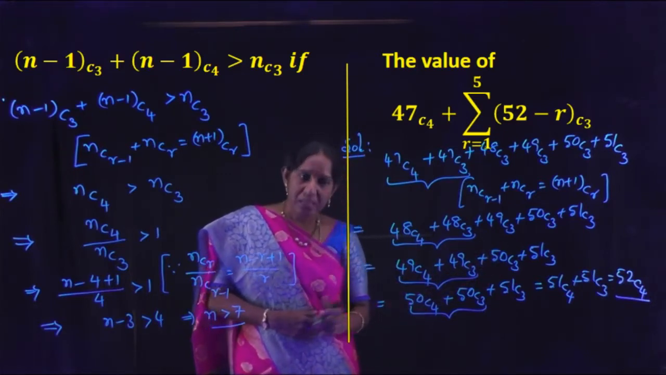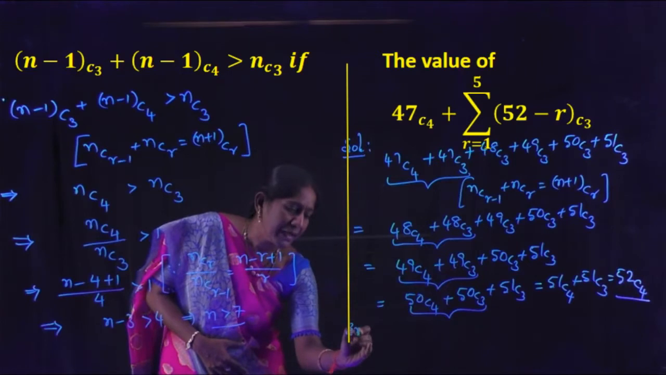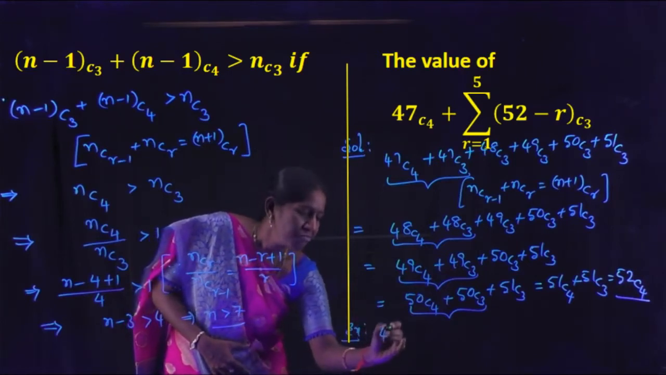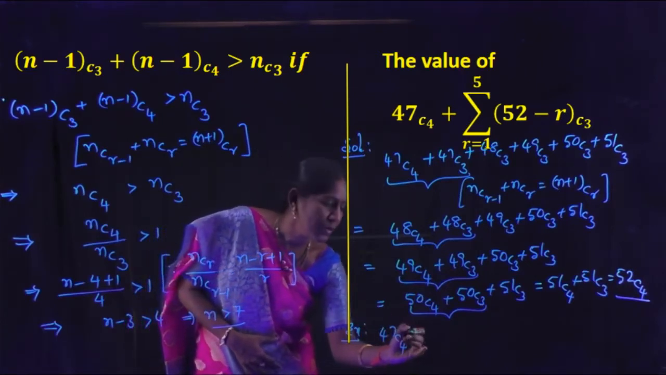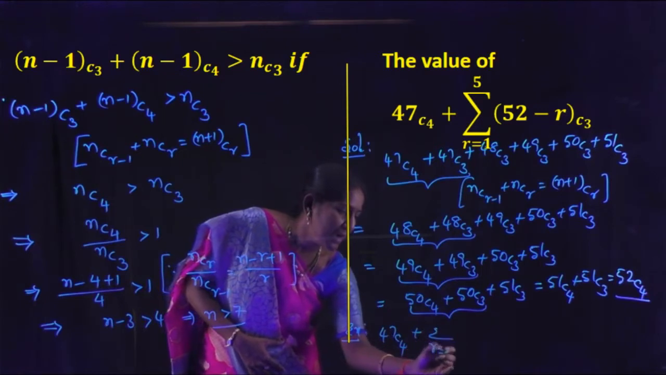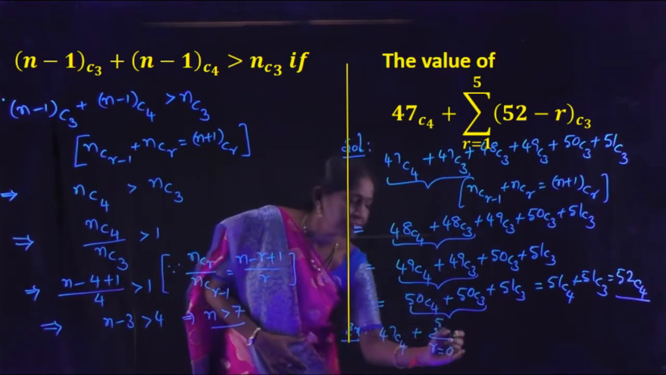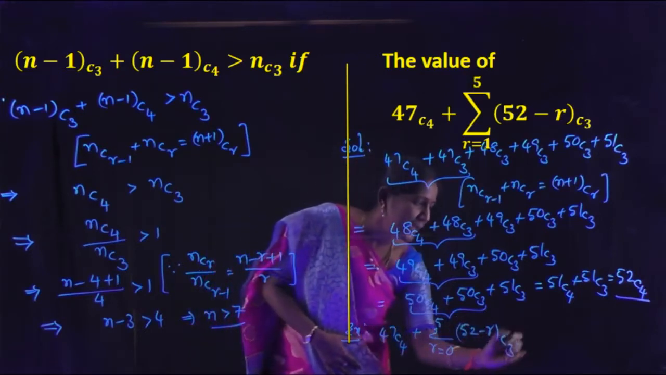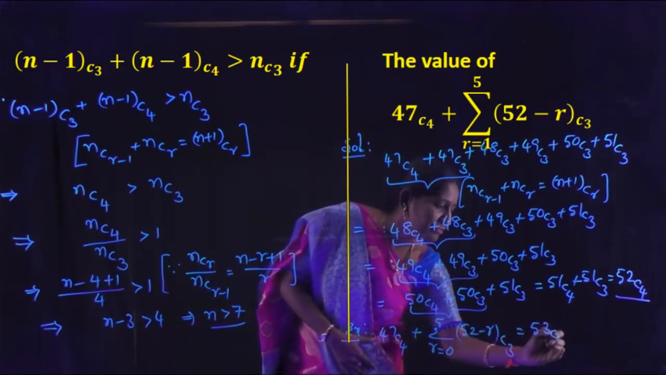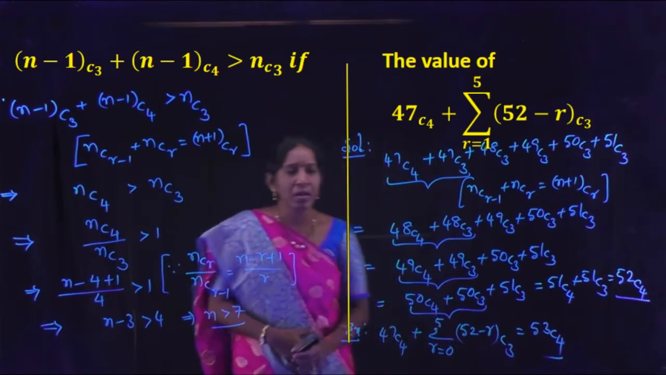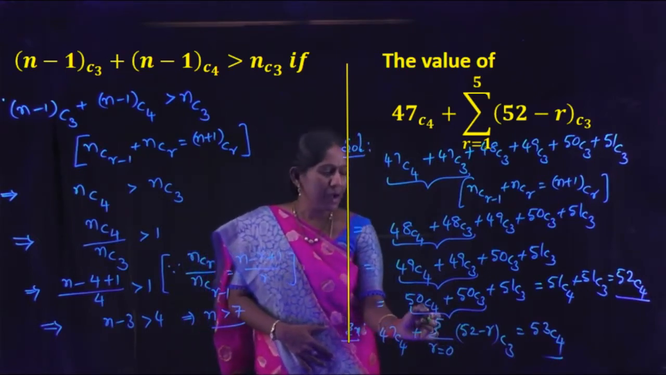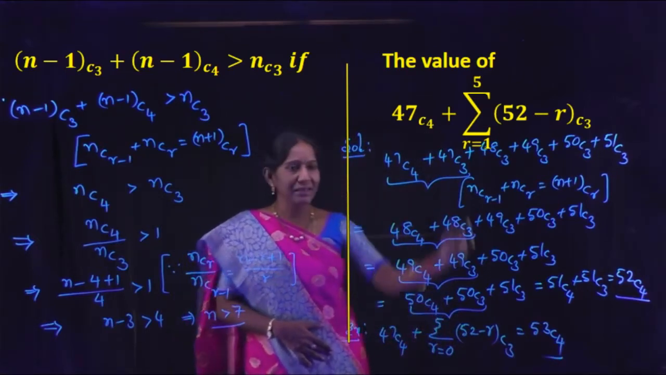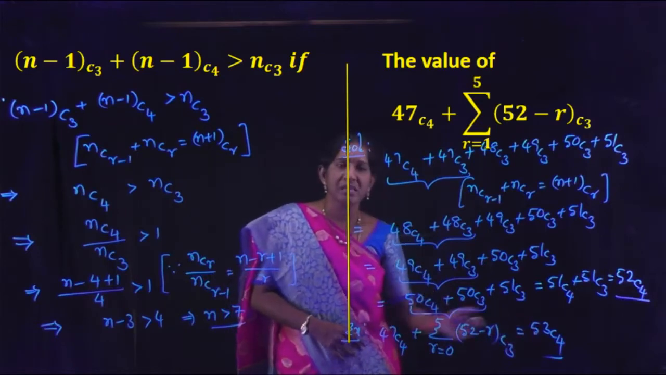Suppose we want to find 47C4 plus sigma r equal to 0 to 5, (52 minus r)C3. Then this will become 53C4. By expanding sigma r equal to 0 to 5 like this, then 53C4 will come.